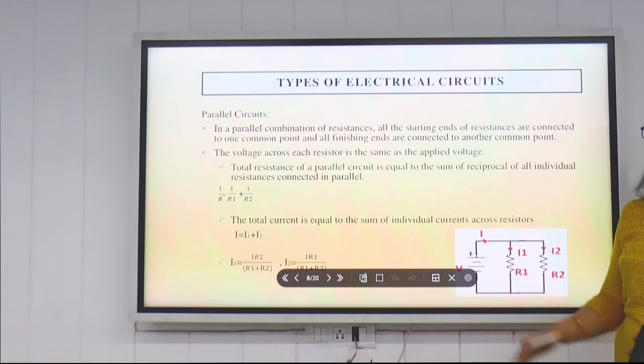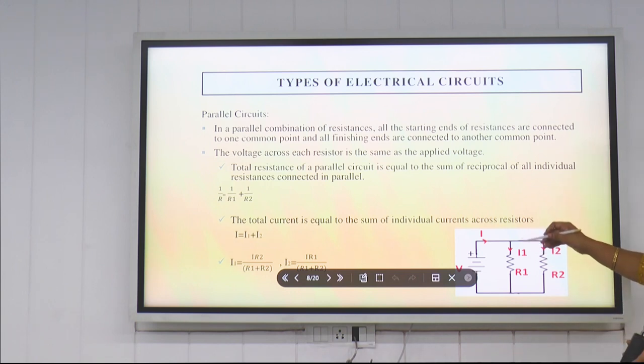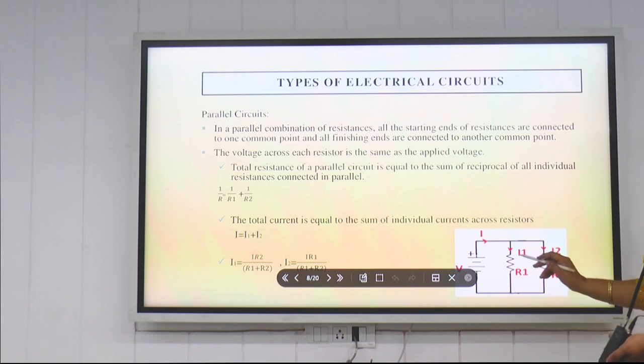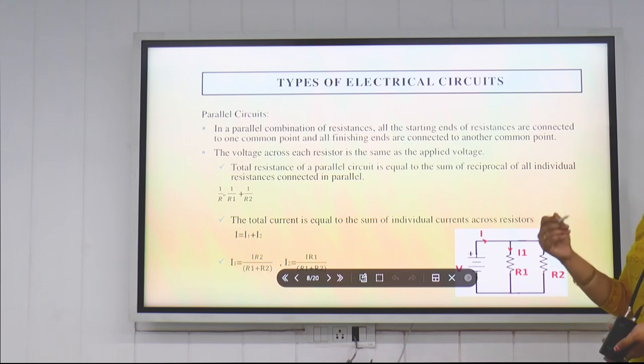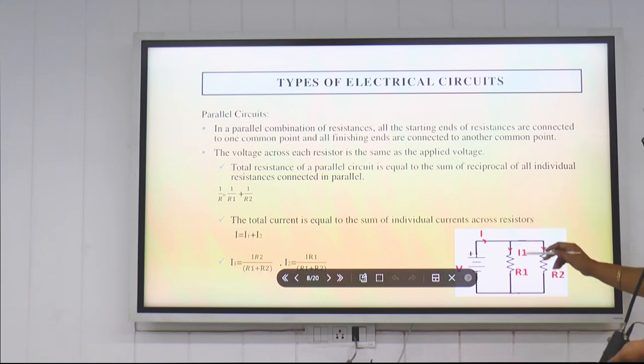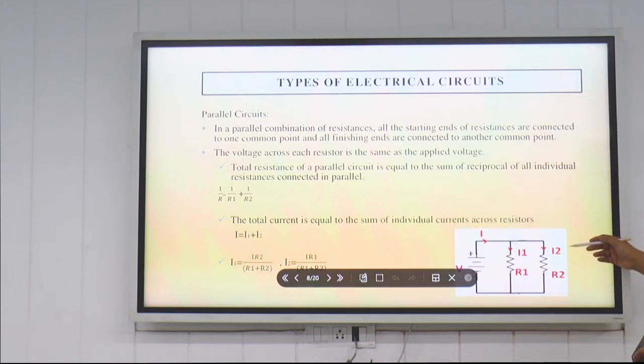The total current of the parallel circuit is equal to the sum of the individual currents across the resistors. That is, I is equal to I1 plus I2. For the individual current across a resistor, we use the current divider rule. The current divider rule is that we find the current across R1, R1. Similarly, I2 is the current across the resistor R2. It is I into R1 divided by R1 plus R2.